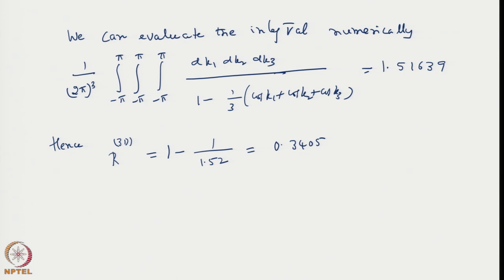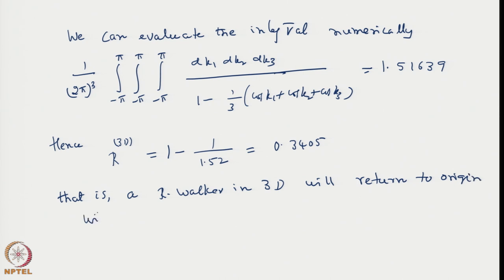This is very, very important. That is, a random walker in 3D will return to the origin with 30% probability, 34% approximately, or he will escape forever. He will escape with 66% probability.